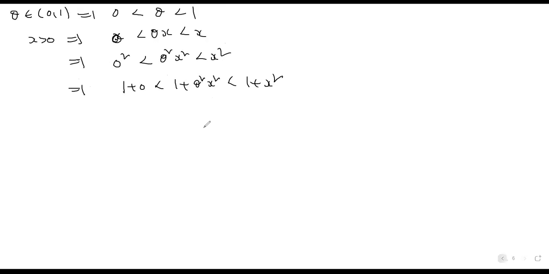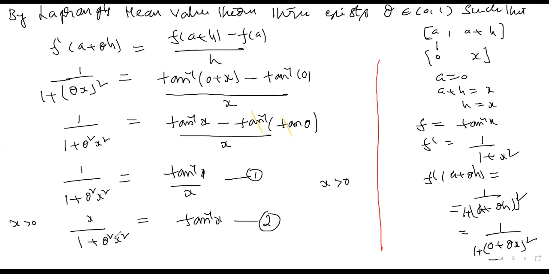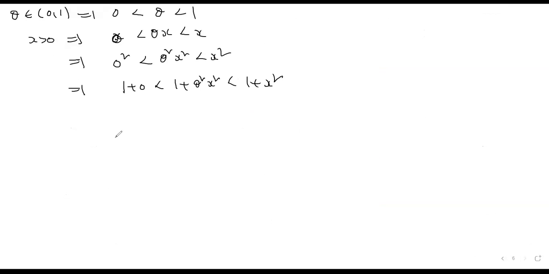But in the equation 2, 1 plus theta square x square is in the denominator. That's why we have to take the reciprocal. Already I told you, if you take the reciprocal of each term, then the symbol should be changed. So if you take the reciprocal, 1 by 1, which is 1, is greater than 1 by 1 plus theta square x square, which is greater than 1 by 1 plus x square. Because if you take reciprocal, the less than symbol should be converted into greater than. Therefore, this is one of the equations.